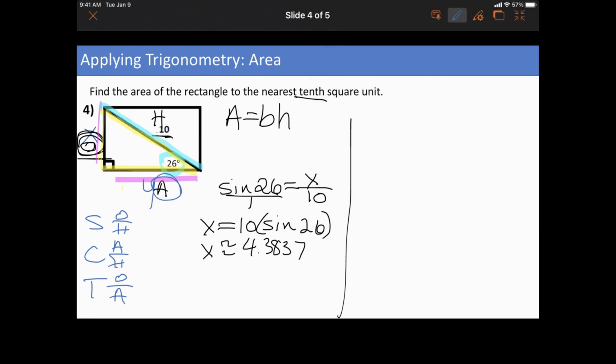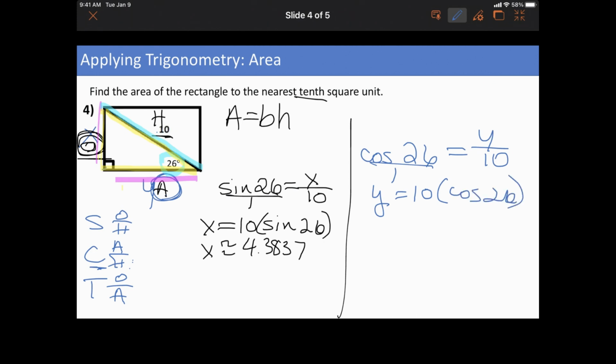Now I'm going to find this one, which is AH. AH, that's over here, that's cosine. So the cosine of 26, same angle, is going to equal y over 10, right? Cross multiplying. Okay, so y is approximately 8.9879.